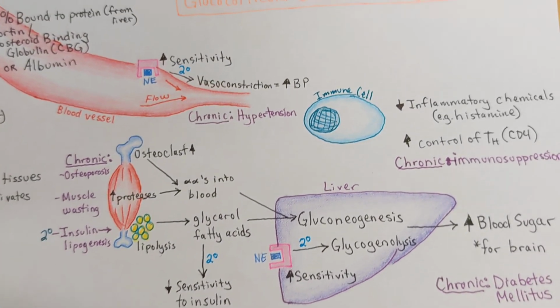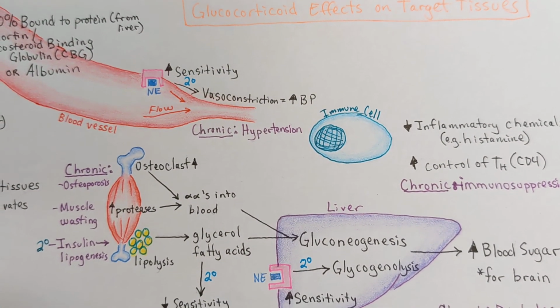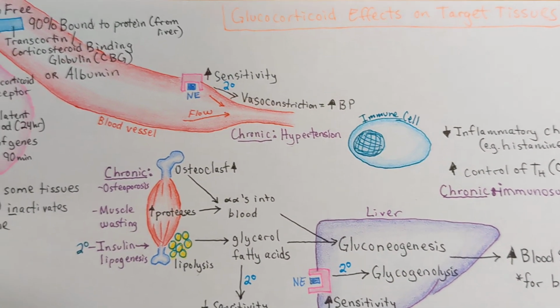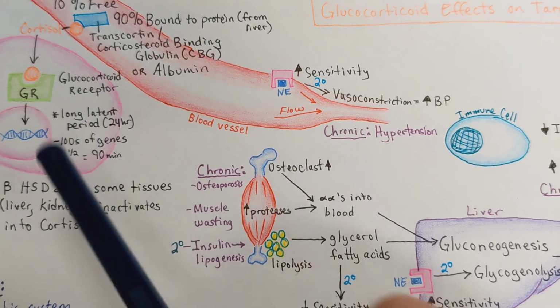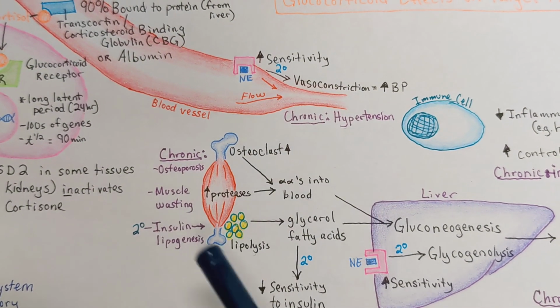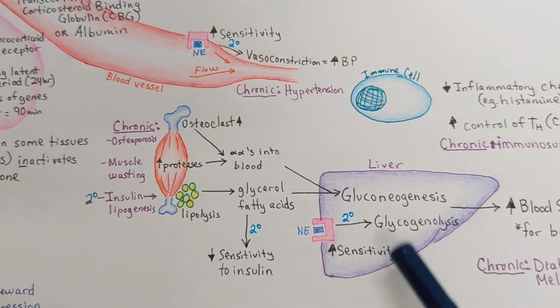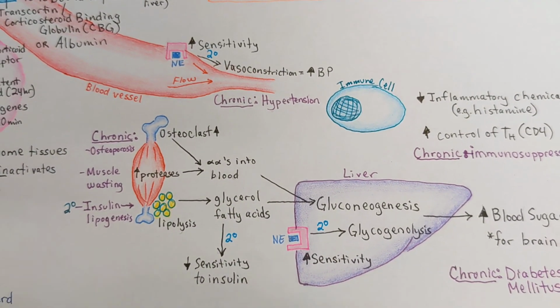Once again, this has been a video on the glucocorticoid effects on target tissue, specifically cortisol, on bones, muscles, fat, the liver, as well as our immune system.